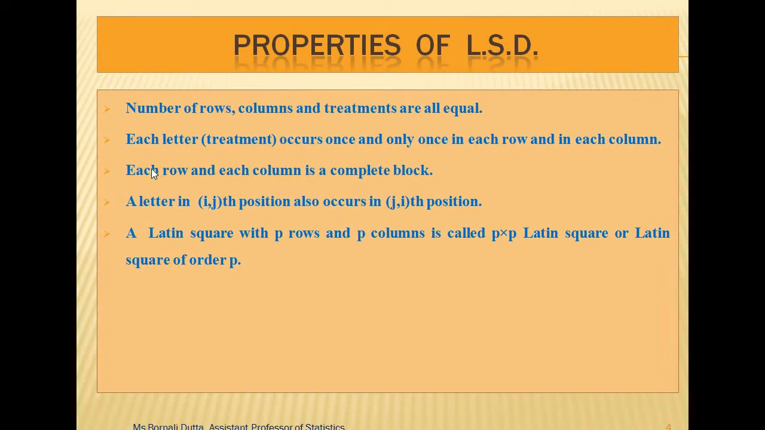Next property is that each row and each column is a complete block. Here, every row and column represents a complete block. A letter in I, J position also occurs in J, I position of a Latin square design. A Latin square with P rows and P columns is called a P by P Latin square or Latin square of order P.